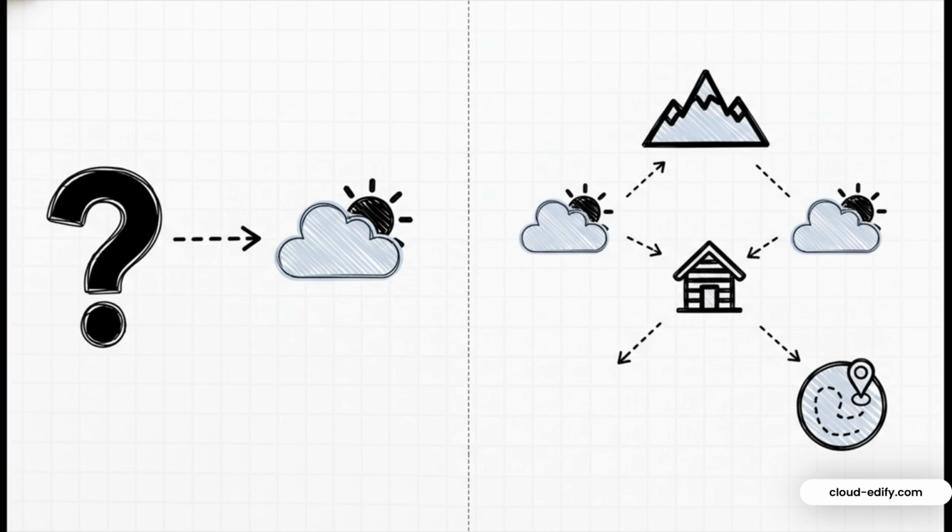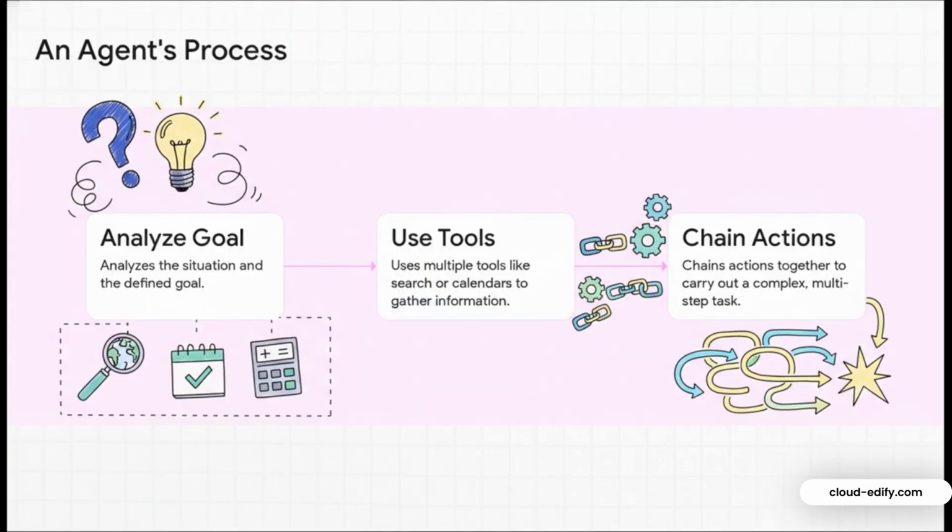See, a model might be able to answer a simple question like, "What's the weather today?" But an agent can take a command like, "Plan my weekend trip to the mountains," and then it'll go and check the weather, find available cabins, and map out a hiking trail. It's stringing together a whole sequence of actions. So here's how that works. First, the agent analyzes the goal. Then it pulls in a bunch of different tools, maybe a search engine, a calculator, or your calendar. And finally, it chains all those actions together to finish the task. And the cool part? It does all this without you having to guide every single step.